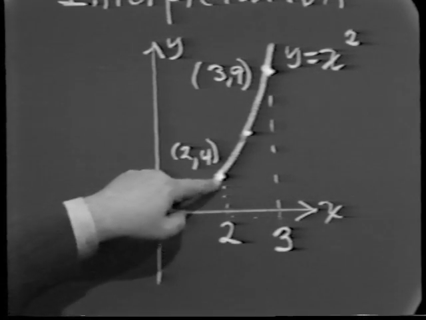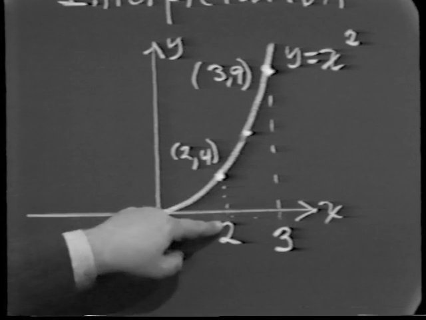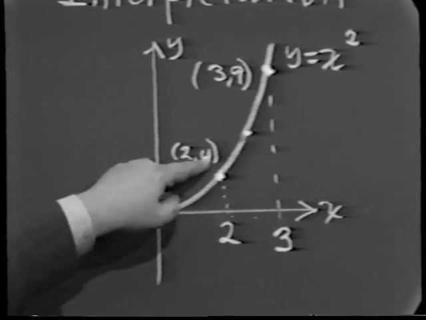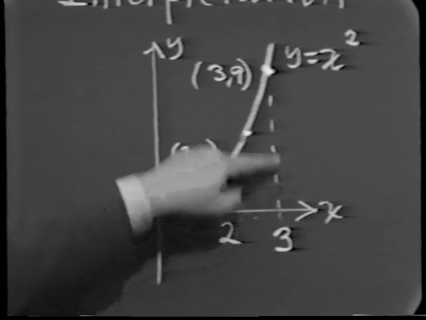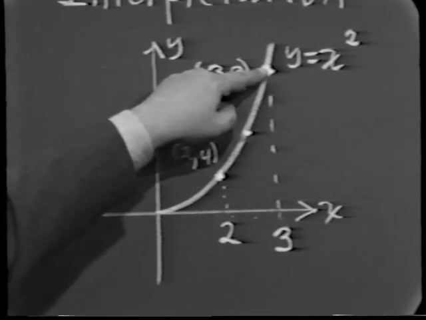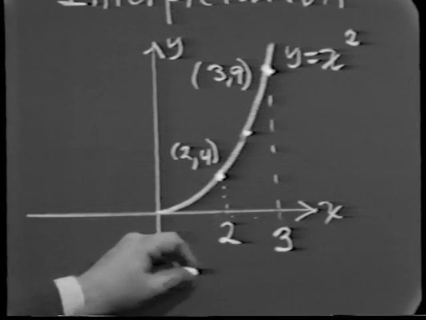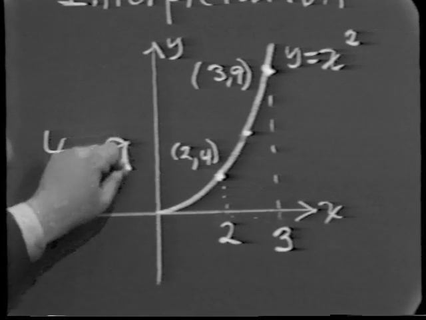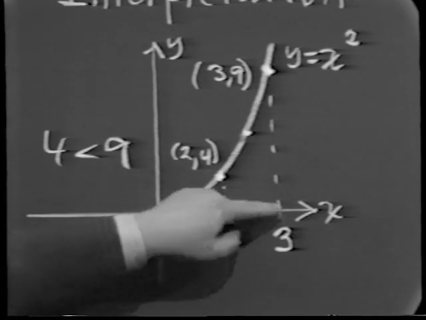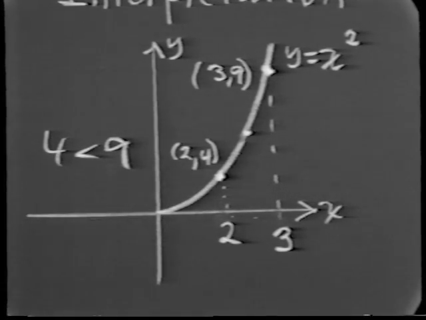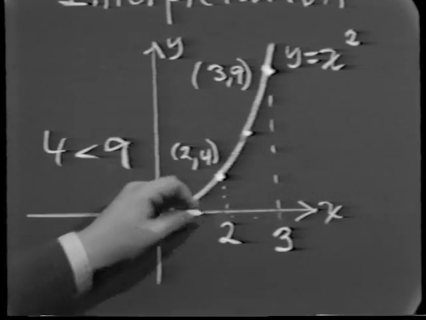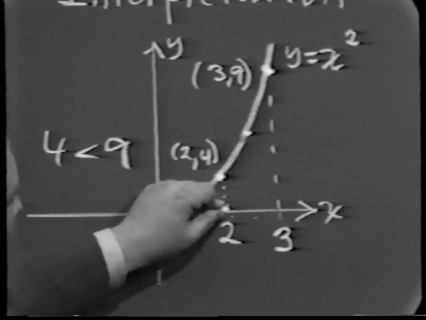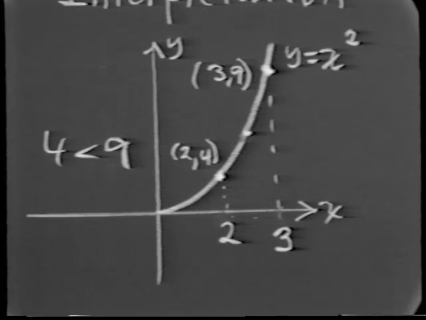In other words, the point 2, 4. The endpoint here is 4. The other endpoint going up in the y direction is 9. What you're saying is that 4 is less than 9. Every value of x squared between 2 and 3 falls between 4 and 9. So the lowest point occurs when x is 2, and the highest point occurs when x is 3.